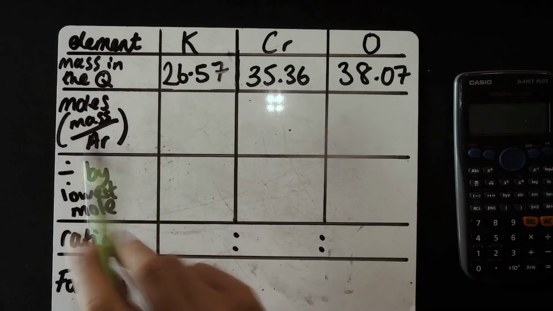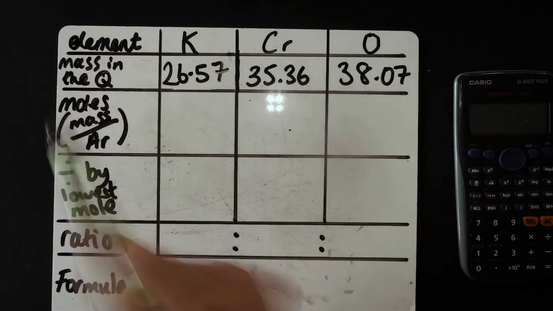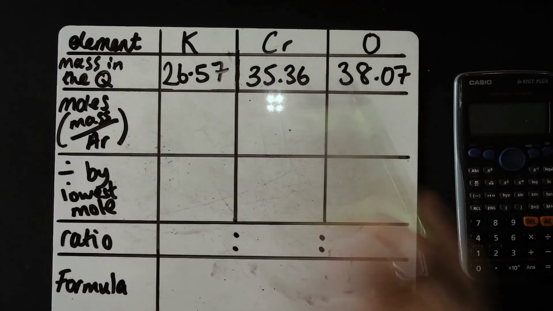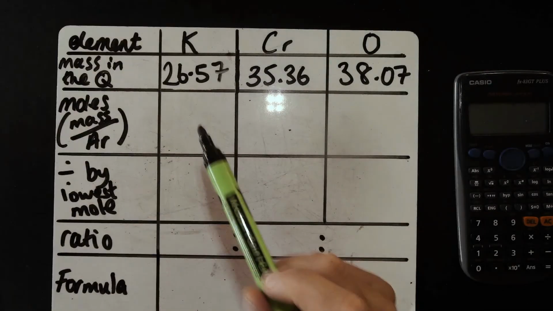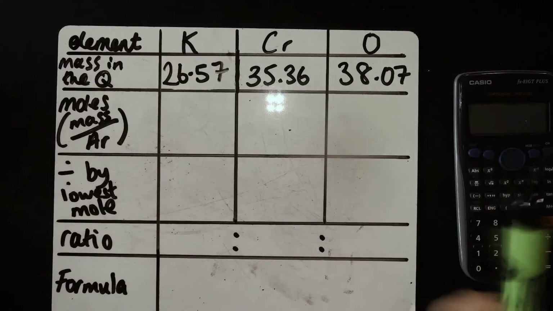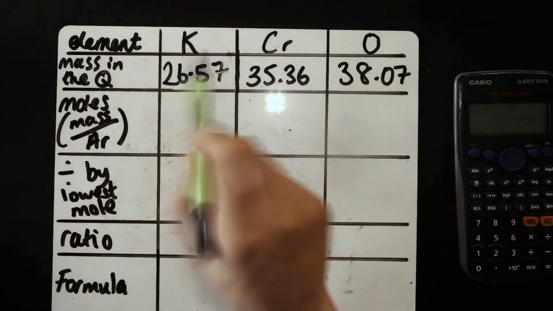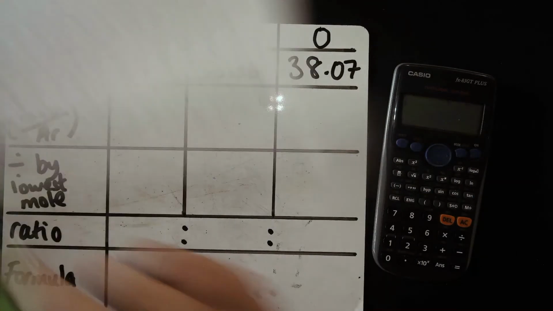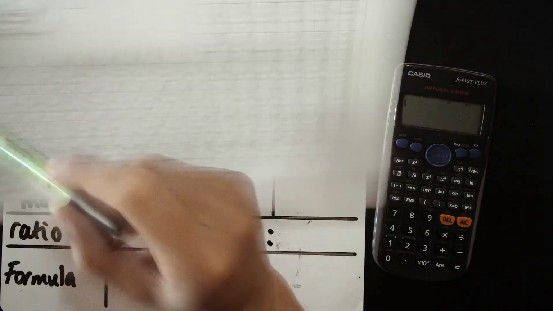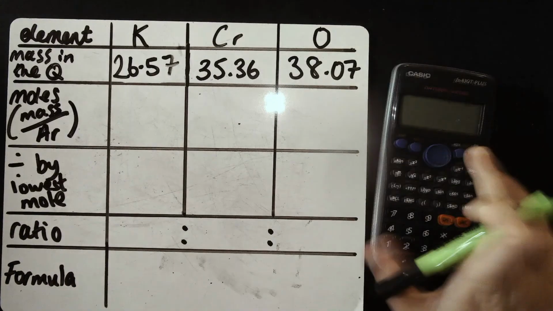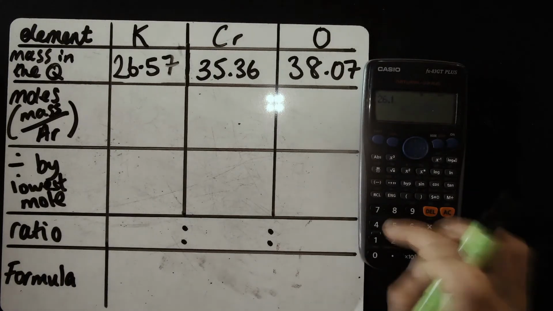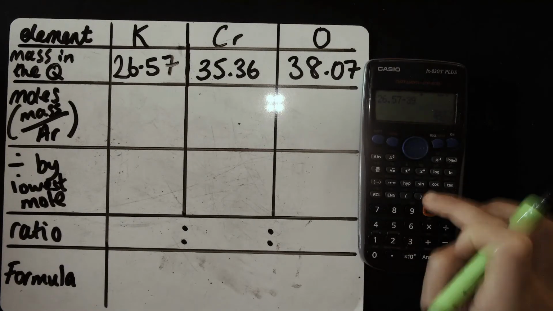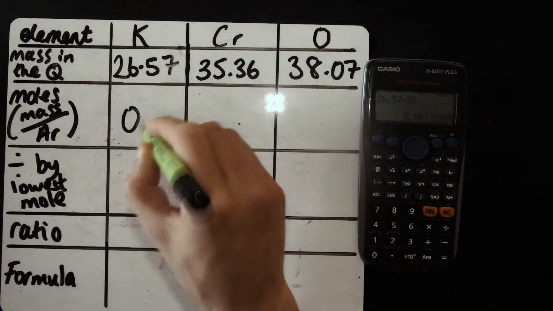Okay, so the first thing we need to do, or the second thing we need to do now, is to work out the moles. And remember, to work out the moles, we're going to divide the mass which is provided in the question by the relative atomic mass which you'll find in your data sheet. So the 26.57 divided by its relative atomic mass, which would be 39. So 26.57 divided by 39 is 0.68.